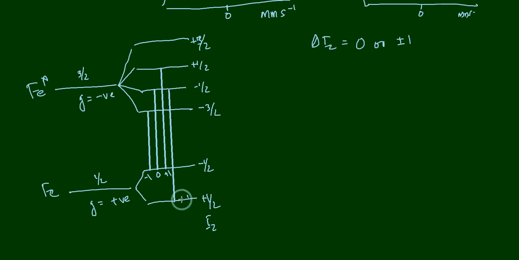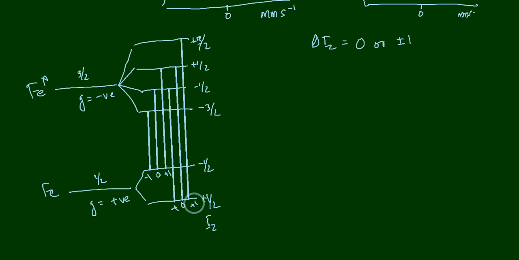And the next transition is I is equal to plus half to I is equal to plus half. In this case, delta I is equal to 0. It is between plus half and plus half. And the next possible is I is equal to plus half to I is equal to plus 3 by 2, and in this case delta I is equal to plus 1. So these correspond to minus 1, 0, plus 1. All the transitions allowed by the selection rules have been considered here.